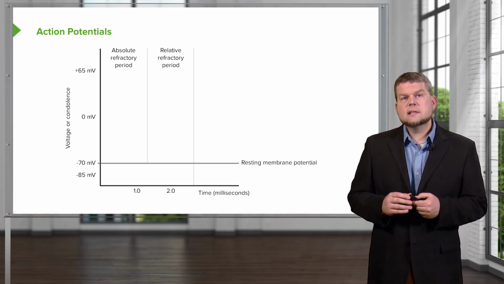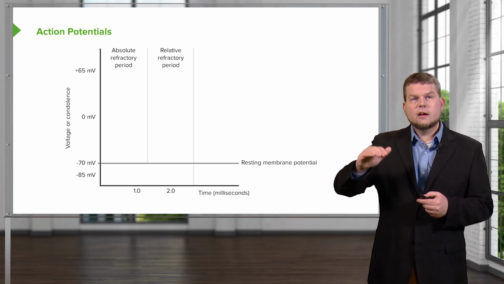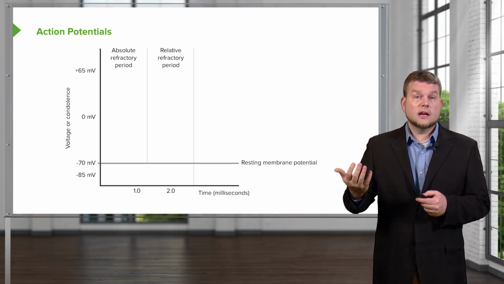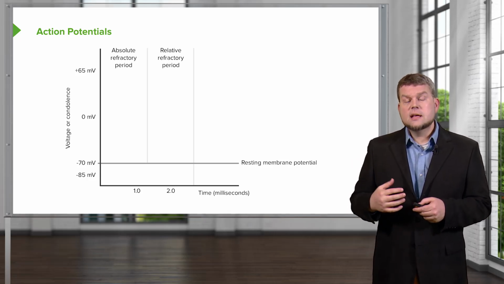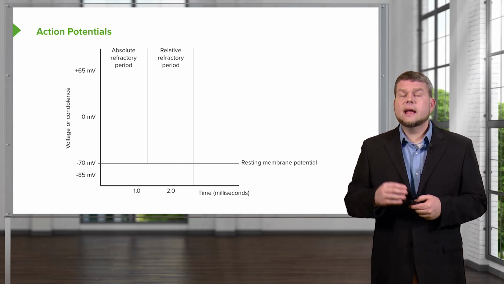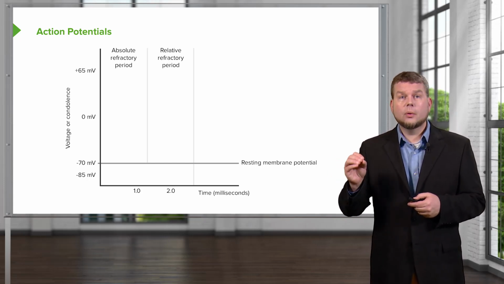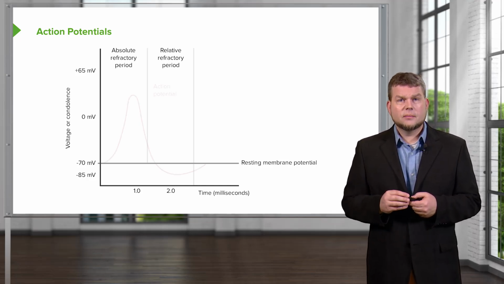How this graph is set up is that you're going to have time on the x-axis and you're going to have voltage or conductance on the y. And we have two different variables because action potentials and membrane potentials are in voltages and the various ions that travel through are measured in conductance. So let's look at what happens first.